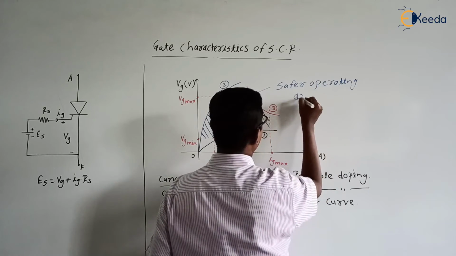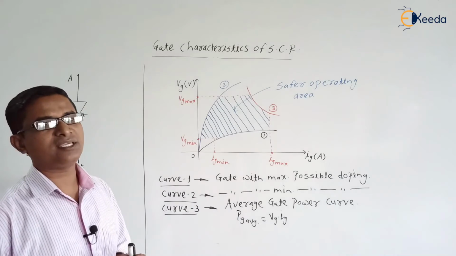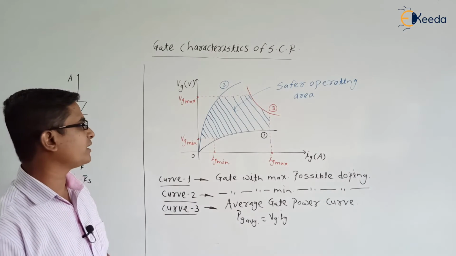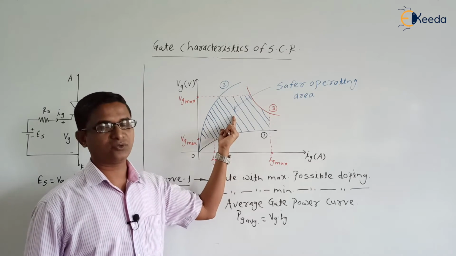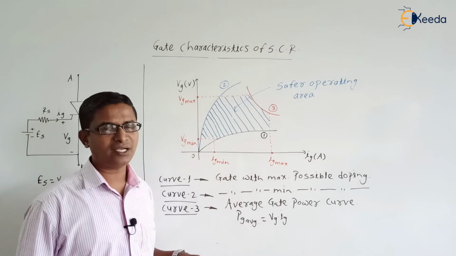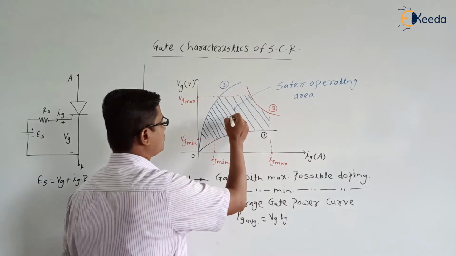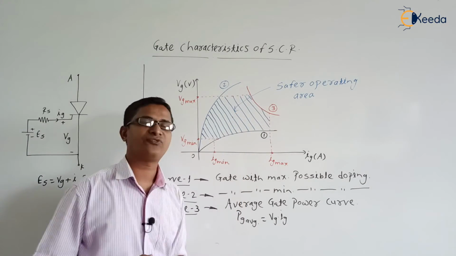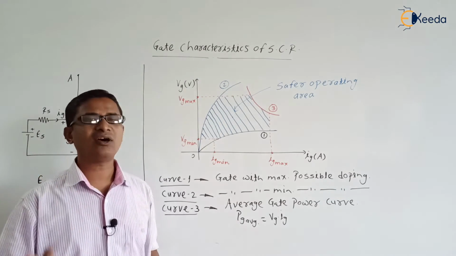Safer operating area for any gate cathode circuit. For any gate cathode circuit means whatever we are having here, right? We are having an infinite number of points here. Corresponding to that, yes, we can say all those points are safer operating regions for the gate cathode circuitry of the particular SCR, or the given SCR.